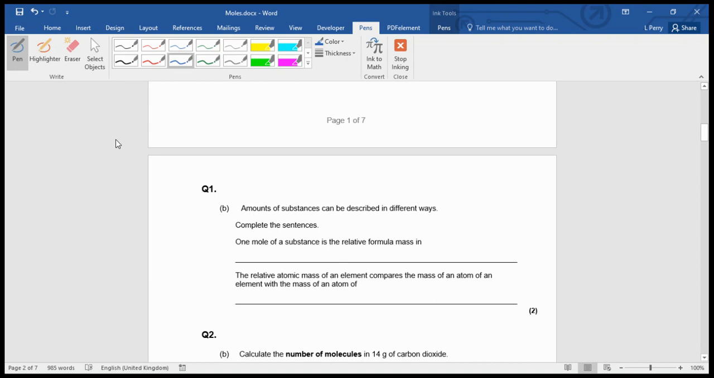So this one, I believe, was just a quick question on a paper to add in a couple of marks. Amount of substance can be described in different ways. Complete the sentences. 1 mole of a substance is the relative formula mass in grams. So all those relative formula masses and atomic masses I was highlighting in the periodic table, well, it is 1 mole in grams. The relative atomic mass of an element compares the mass of an atom of an element with the mass of an atom of carbon. Chemists always compare everything with carbon.